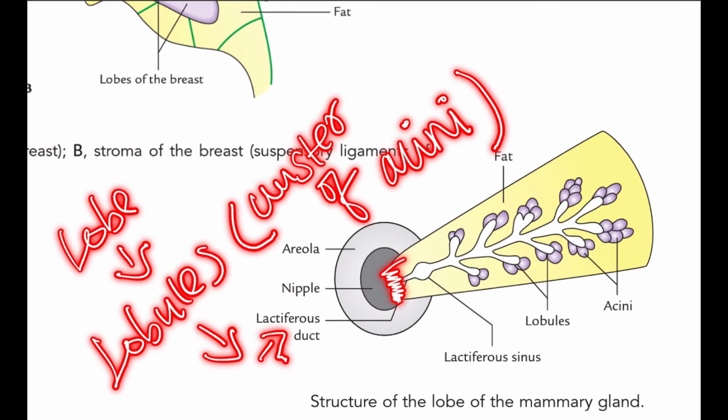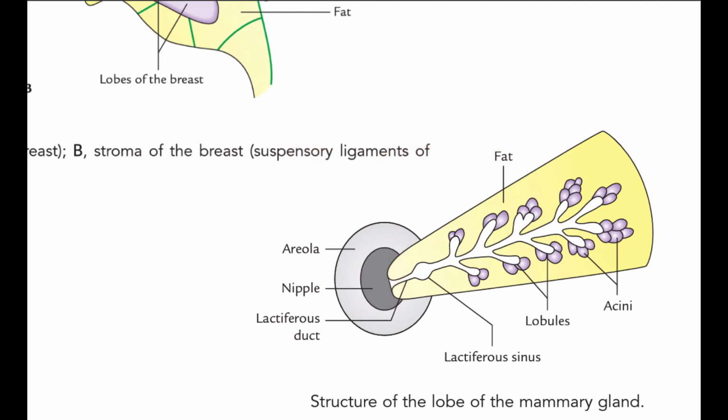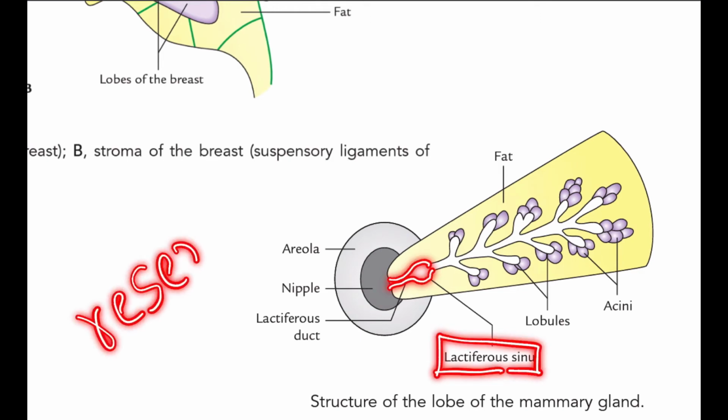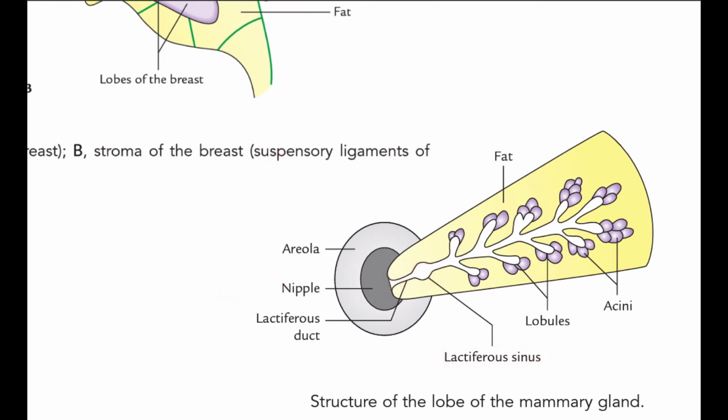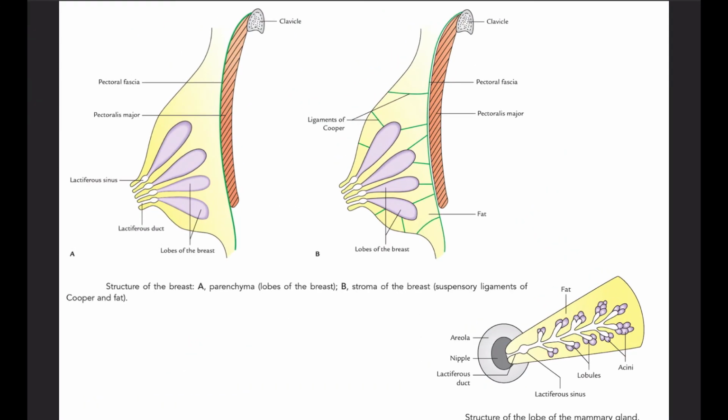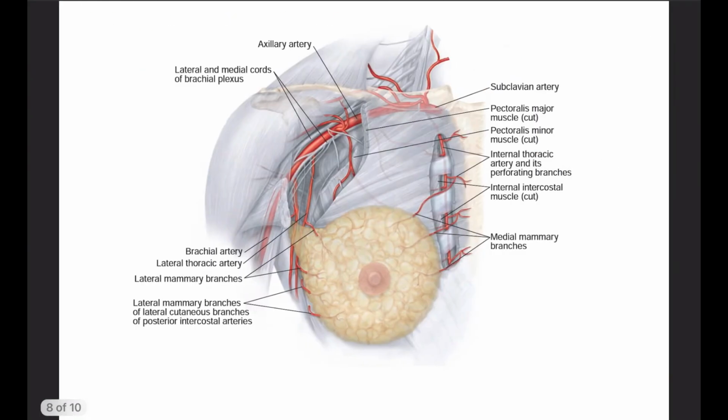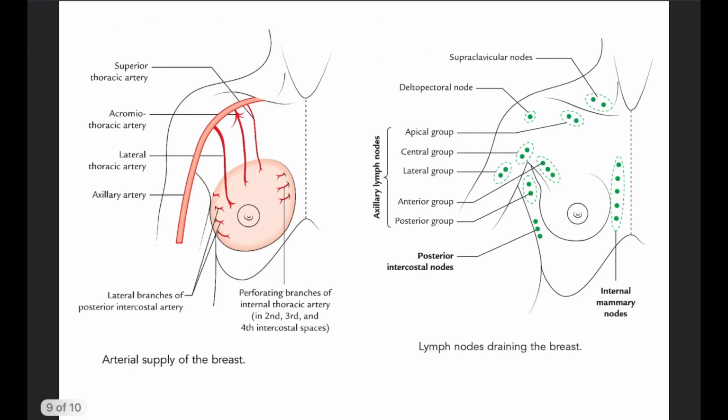Near the termination, each duct expands into a lactiferous sinus. This lactiferous sinus serves as the reservoir of milk during lactation. Next, let's discuss the arterial supply of the breast. The breast is highly vascular.